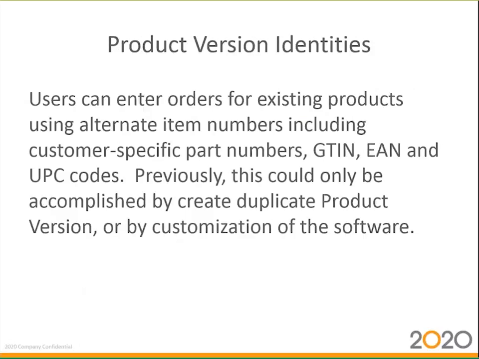So if you have customer-specific catalogs or you sell to customers who want to purchase using their own part number, or you sell to a retailer who requires a UPC code, for example, then you can, without creating a new catalog or making a copy of a product version, actually alias a product with these codes.